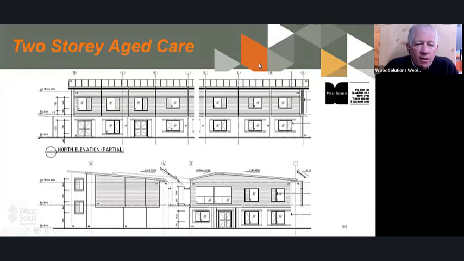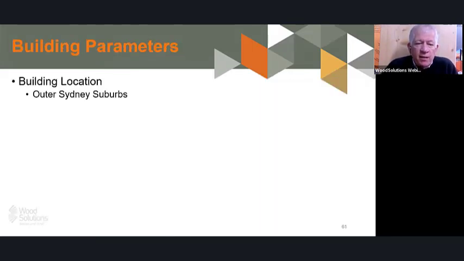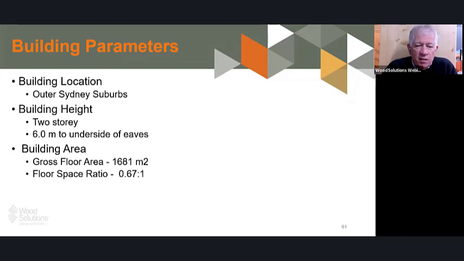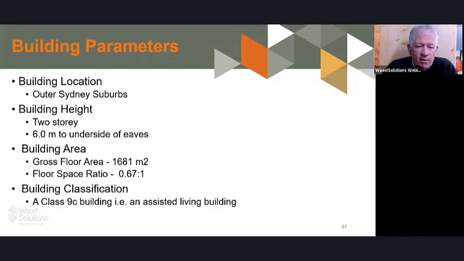presentation. So the two-storey assisted living building was the next case study, and these are the building parameters. It was again located in a Sydney suburb, and it was a 2-storey building, 6 metres to the eaves, with a gross floor area of 1681, and the building classification was 9C. So just a hint to anybody, the 9C was one of the CPD questions.